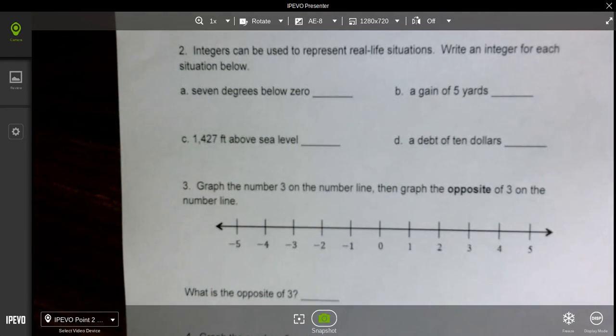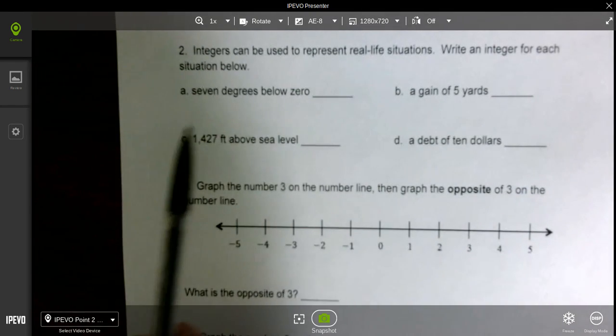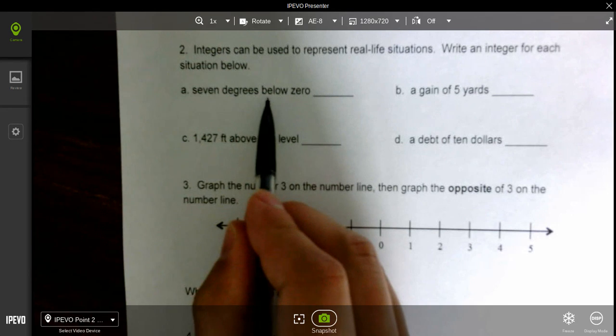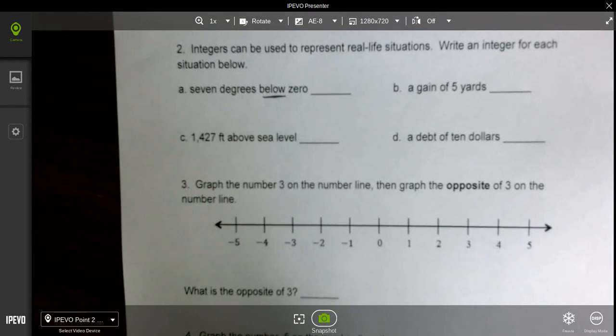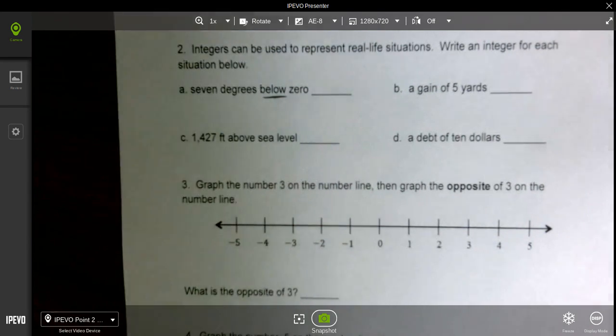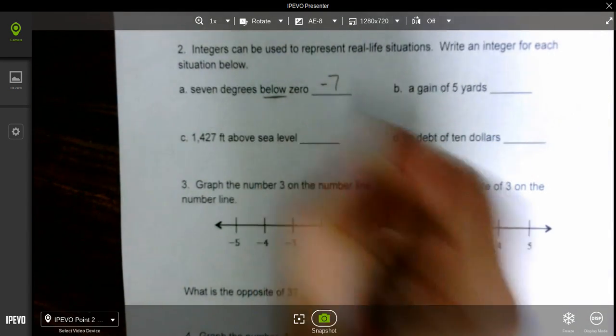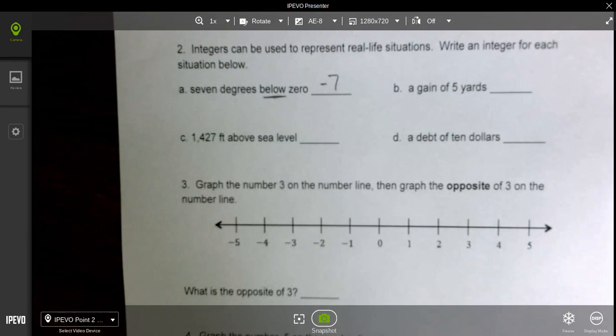And when we've got words like these, we've got to pay attention to our keywords to help us figure out if we're dealing with a negative integer, a positive integer, or the neutral 0. So in letter A, it says 7 degrees below 0. Our keyword here is that it's going to be below 0, which is going to indicate a negative number. And so the integer that we would use here would be -7. That represents 7 degrees below 0.